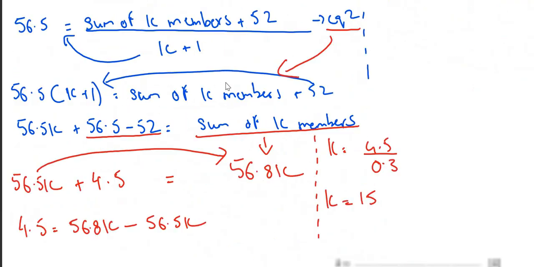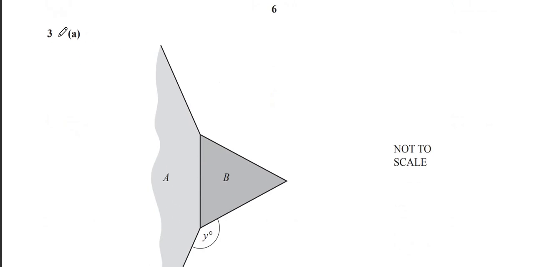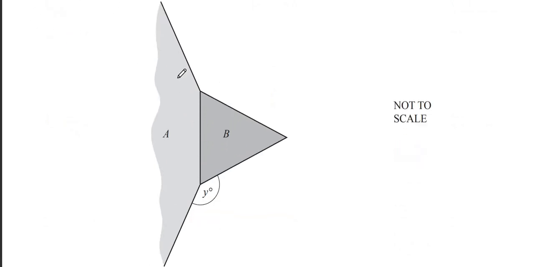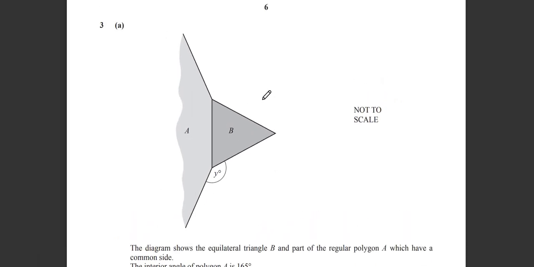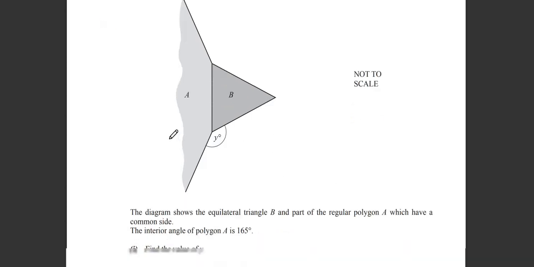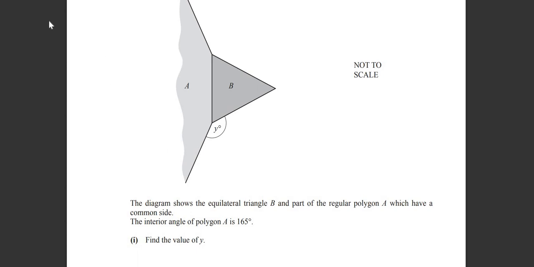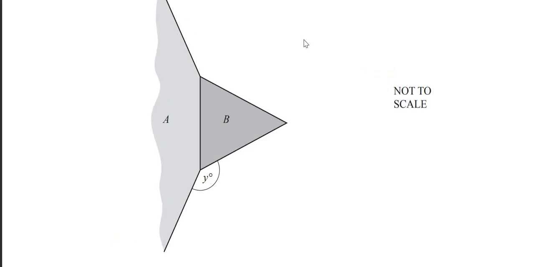Alright. We will now move on to the next question, which is question 3a. So in this question 3a, let me zoom out a bit. It says the diagram shows the equilateral triangle B and part of the regular polygon A, which have a common side. Okay, the interior angle of polygon A is 165. Now the question is asking you to find the value of phi. So first of all, because this is an equilateral triangle, you guys need to understand that all these sides are same. So this is 60, this is 60, and this is also 60 degrees.